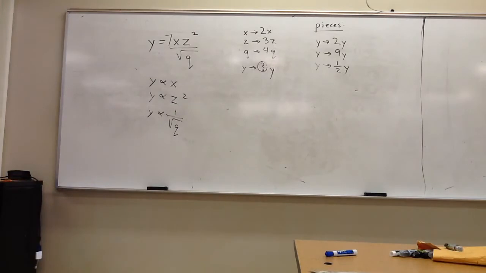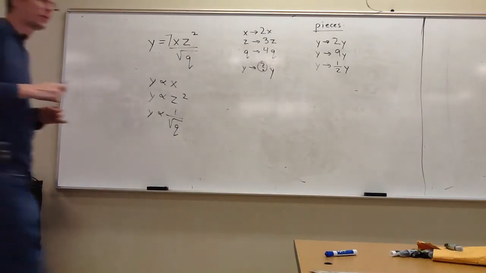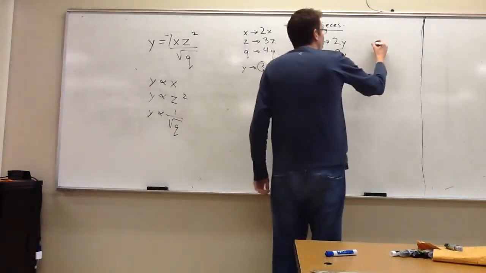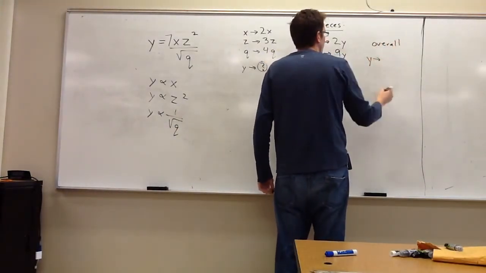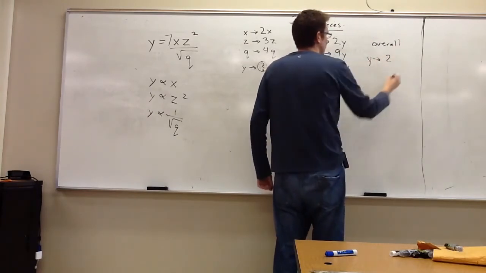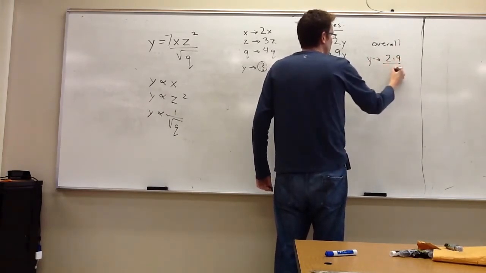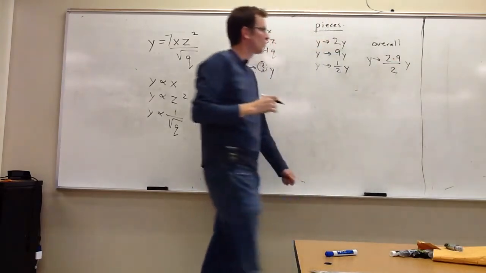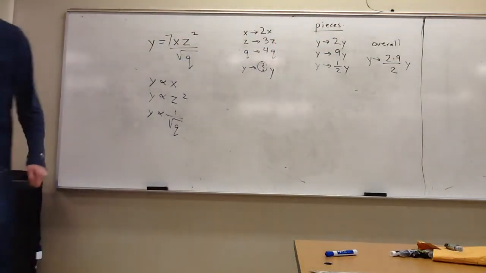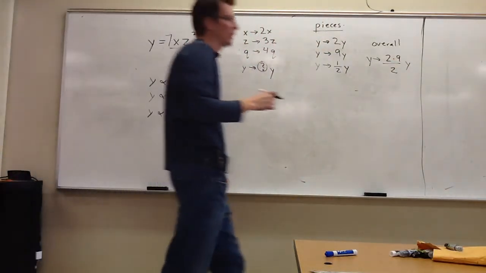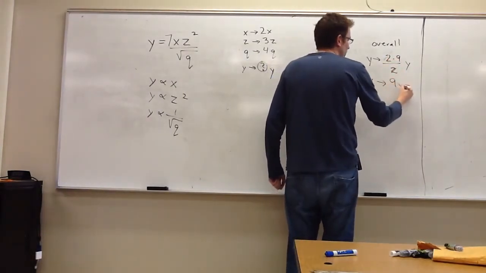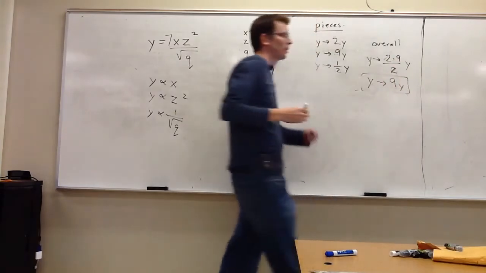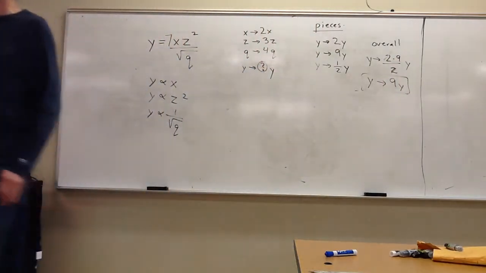And so, those are the different things that will happen to y, and so what we do is we just accumulate them. Overall, the y value, we said it should double, it should be multiplied by 9, and it should be halved, and that should be the overall effect. So the 2's actually cancel. So overall, you will take your previous value and make it 9 times.